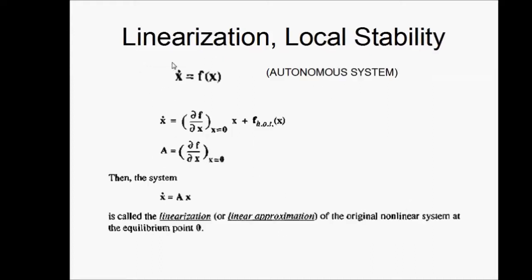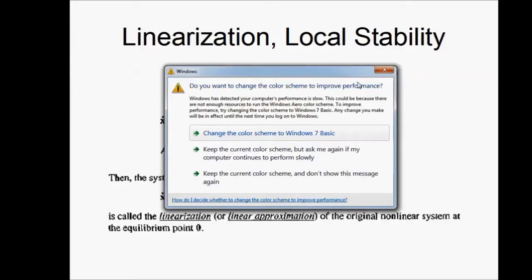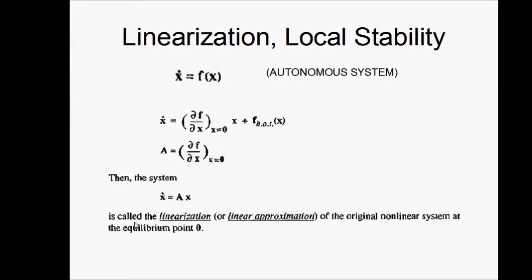Let's look at the procedure of linearization and talk about local stability. We have the autonomous system x dot equal to f(x), which can be linearized to produce a matrix equation of this type, x dot equal to Ax, where A is obtained in this fashion. It's called the linearization or linear approximation of the original nonlinear system at the equilibrium point x equal to 0.